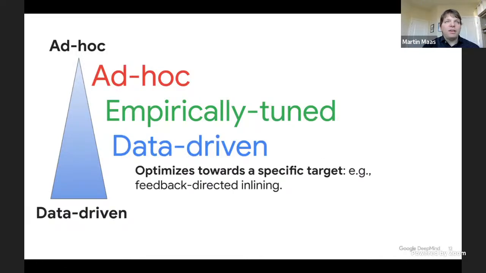The next type of policy is what I call a data-driven policy. The difference from the previous one is that we don't have to write one policy that does the same thing for every workload, but we're actually able to measure workloads and have these measurements feed into the decision that the policy makes. The classic example in compilers is feedback-directed optimization, in this case feedback-directed inlining, where you run the application, you measure how it is running, and that can then inform the inlining decisions in the compiler.